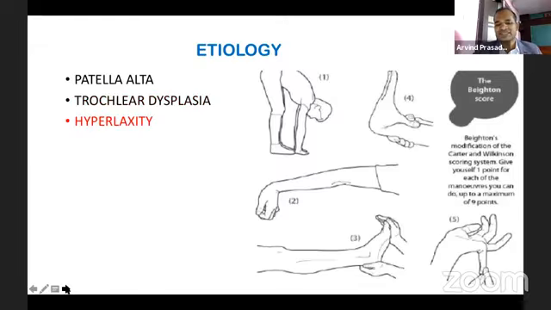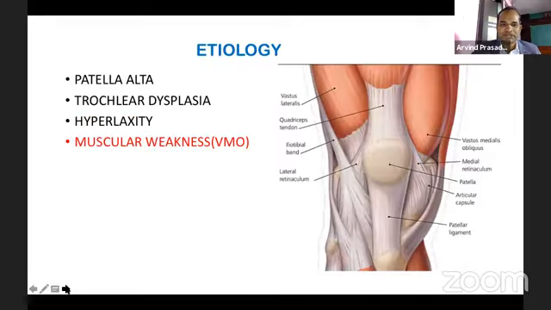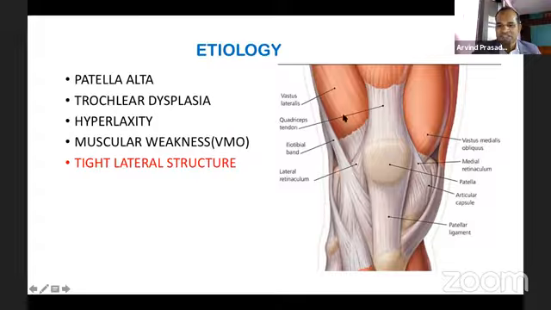Then hyperlaxity is another reason for recurrent dislocation of patella. The trochlear groove is fine, patella positioning is fine, but because of laxity of the ligaments there is dislocation of the patella. Then there is muscular weakness, particularly of the vastus medialis obliquus, which is the dynamic stabilizer of the patella. When this gets weakened, again there are chances of dislocation of the patella. On the lateral side, there is the vastus lateralis, lateral retinaculum, and IT band.